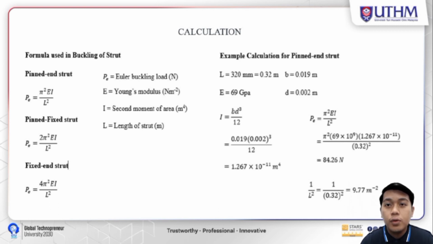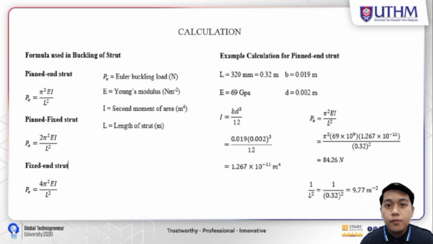Firstly, for the formula used in buckling of strut, for pin N strut, PE is equal to pi squared times EI over L squared. For the pin fixed strut, PE equals 2 pi squared times EI over L squared, and for the fixed N strut, PE is equal to 4 pi squared times EI over L squared, while PE is for Euler buckling load, E is for the Young modulus, I is for the second moment of area, and L is for the length of the strut.